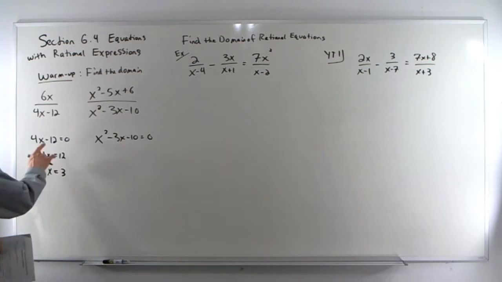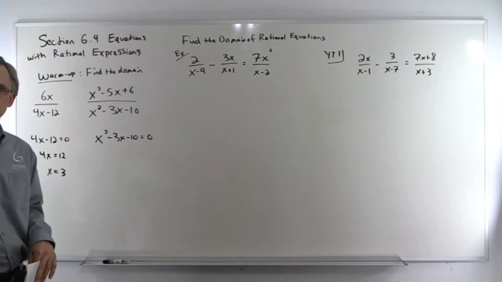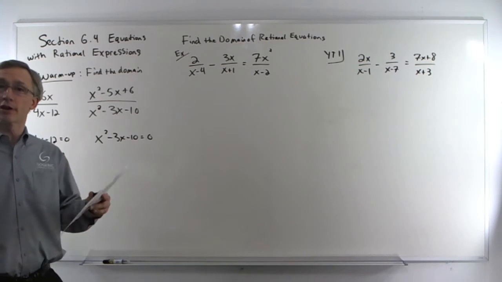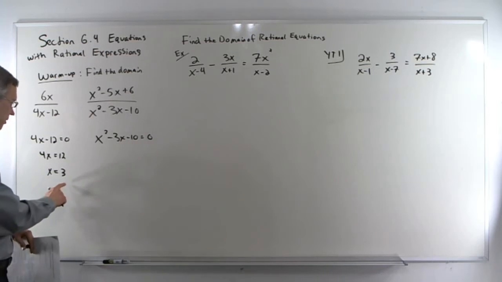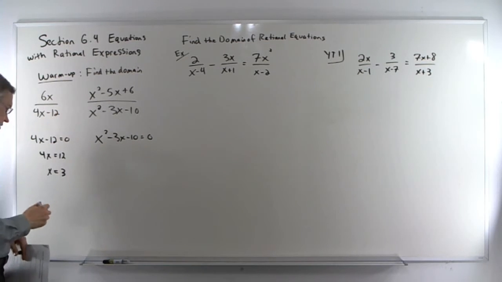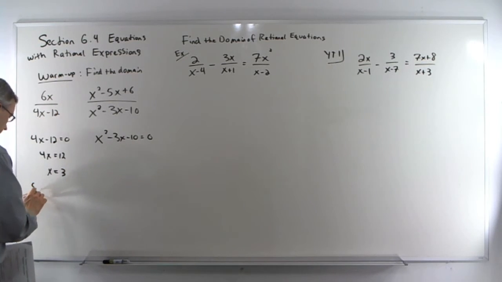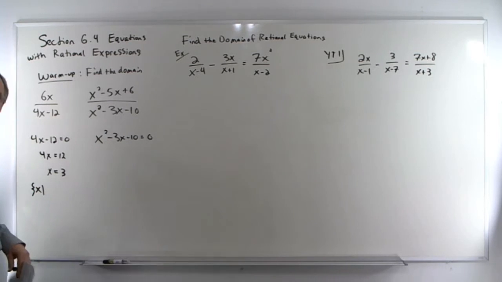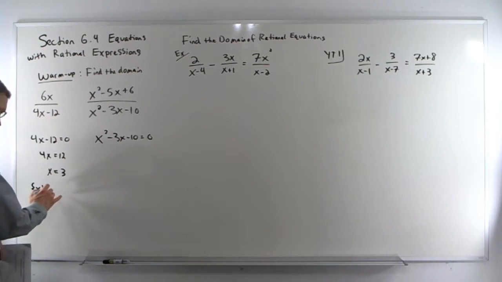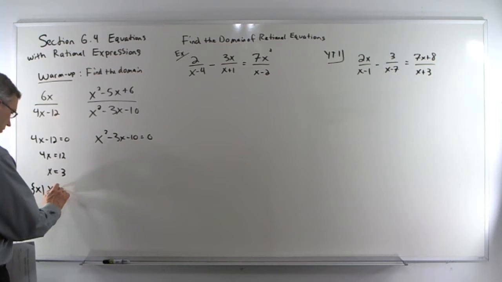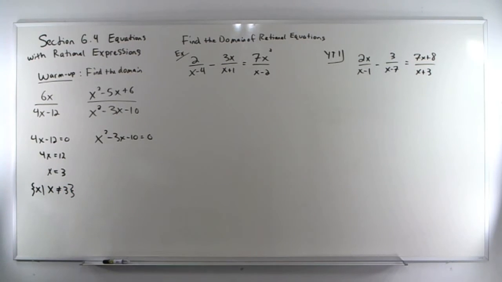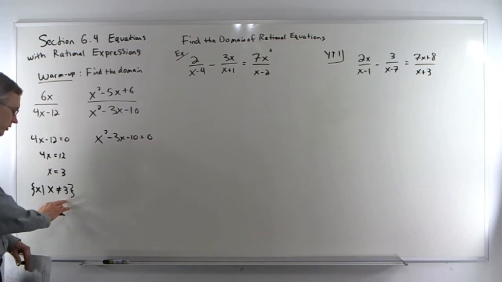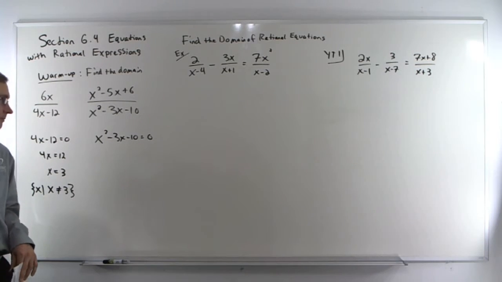And so the domain of this is every real number except x equals 3. Because for all the other real numbers, we can plug them in, we don't get 0 in the denominator. But if I plug in 3 here, I'm going to get 0. So we're going to write this using set-builder notation: x such that x does not equal 3. So this means all real numbers except x equals 3.